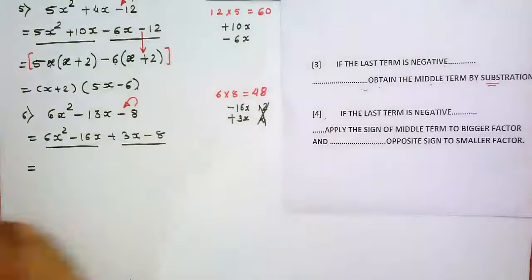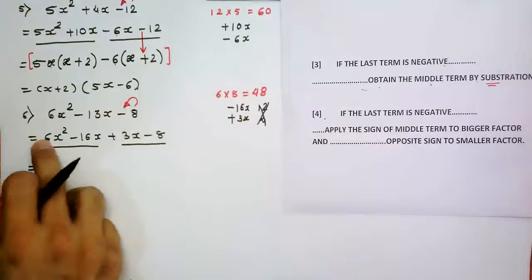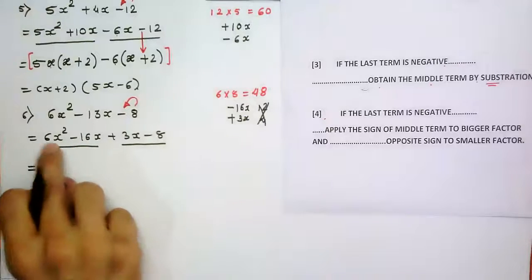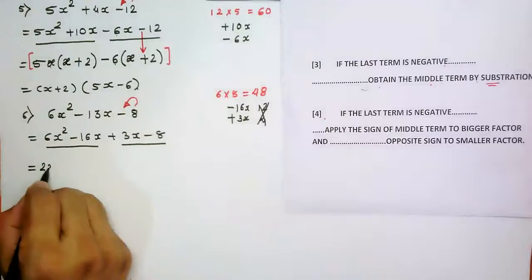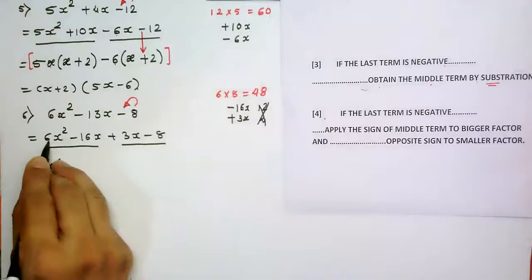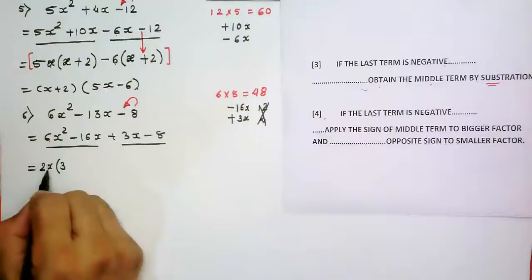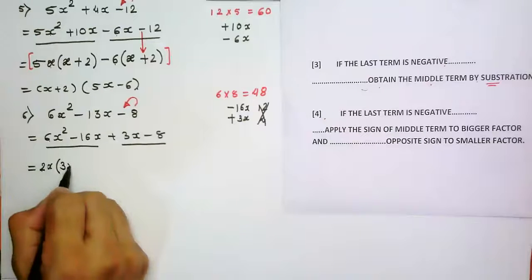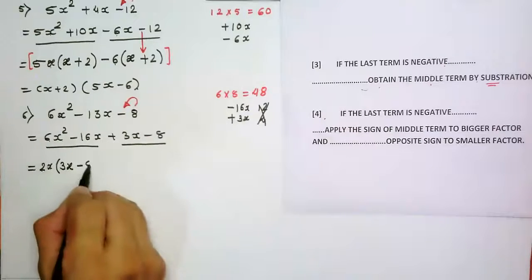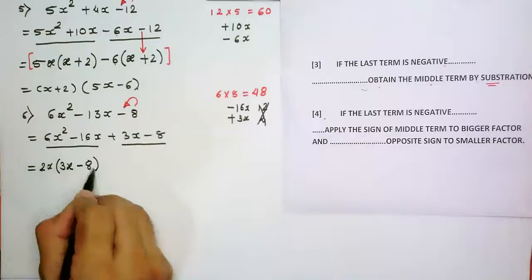So what is common? That is 2. 2 threes are 6 and 2 eights are 16. So 2 is common. X, so x is common. 2 times 3 is 6. Out of this x squared, I have taken one x outside, so one x will remain. Minus 2 eights are 16. This x has been taken out, plus.